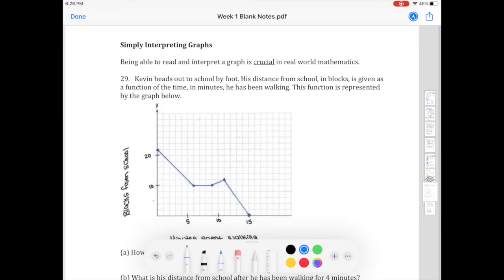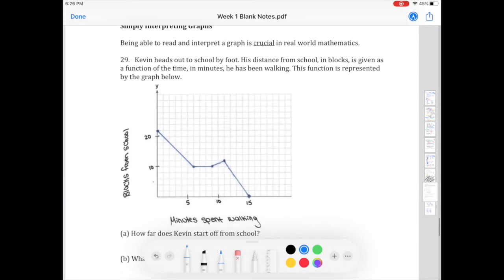All right, moving right along. Number 29. Reading and interpreting graphs. Being able to read and interpret a graph is really important in mathematics, especially when you get into learning how to make graphs. So this one's a real life scenario.